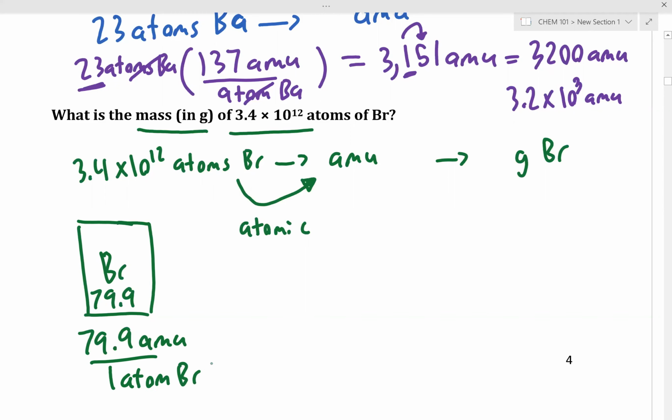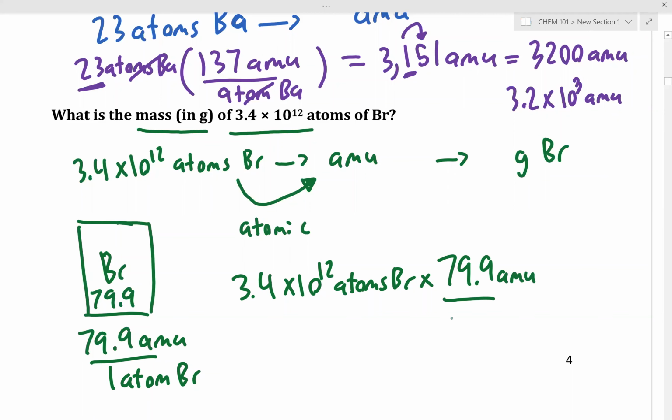We're now ready to set up our conversion. So if we're going from atoms to AMU, what units need to be on top? AMU. So we're going to write out 3.4 times 10 to the 12th atoms of bromine. And how many AMUs do we have per atom? 79.9 AMUs per atom of bromine.